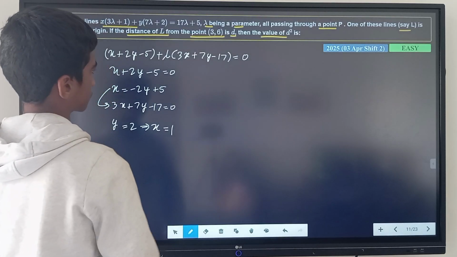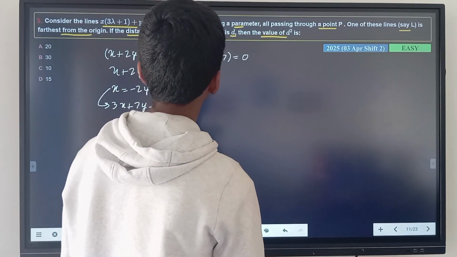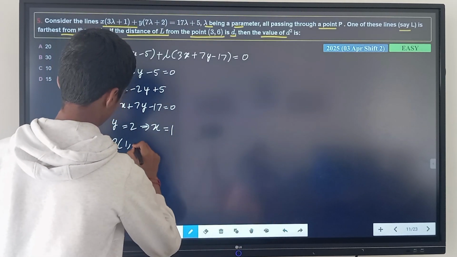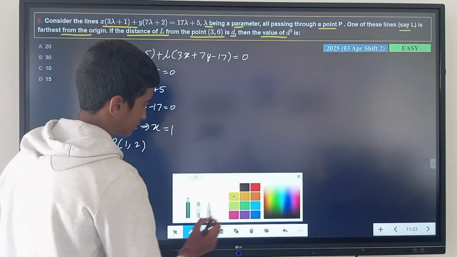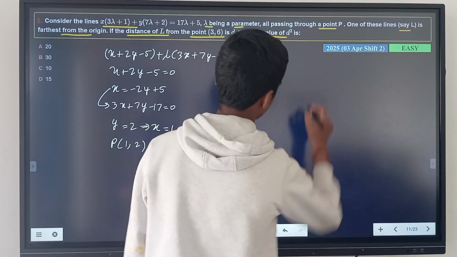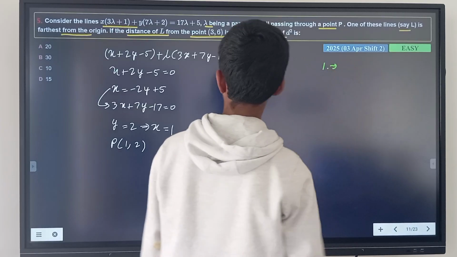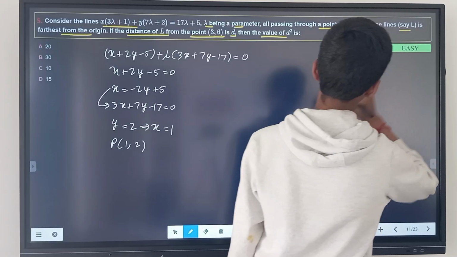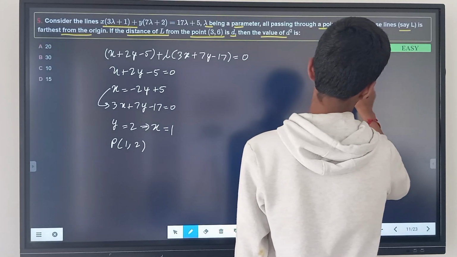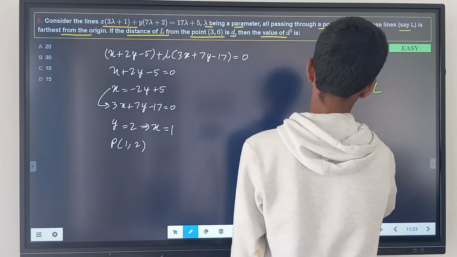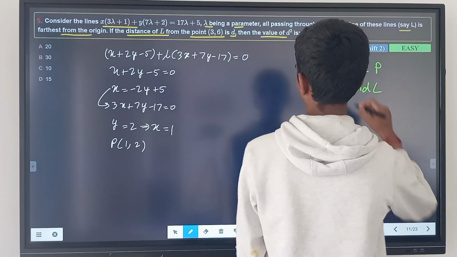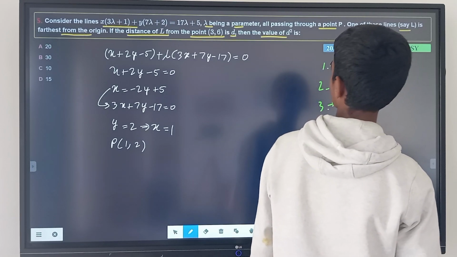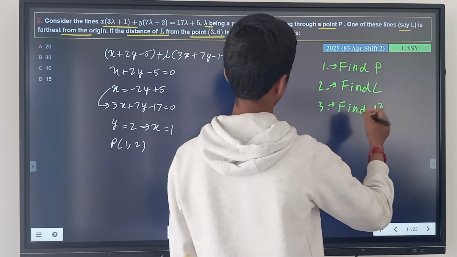So here in this question we have the lines passing through point P. Let's say P will be 1 comma 2. Now let's start writing the steps for this question. First step is, which we have done already, find P. Second step will be find L, and third step will be find D square.